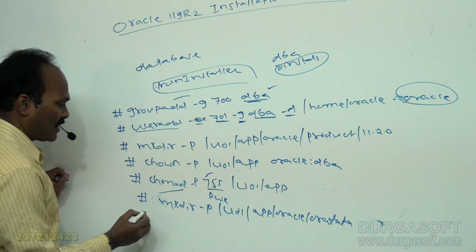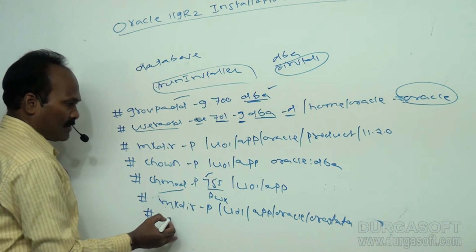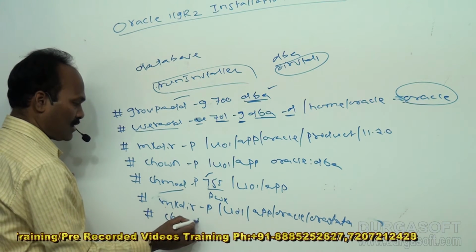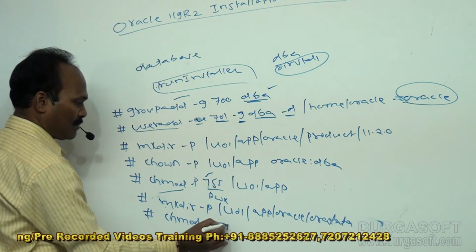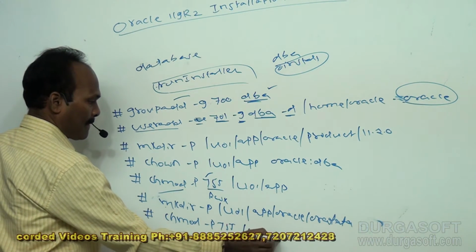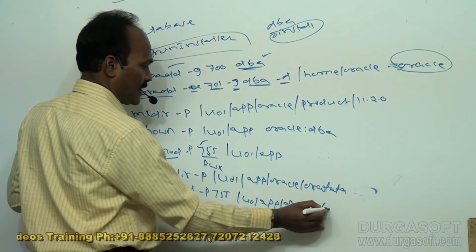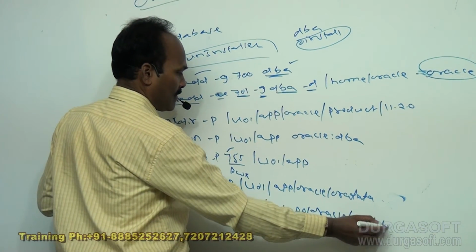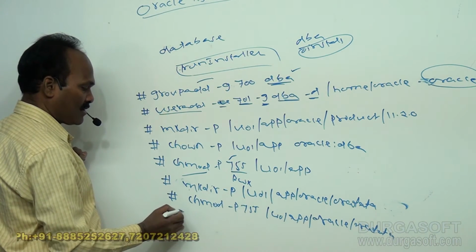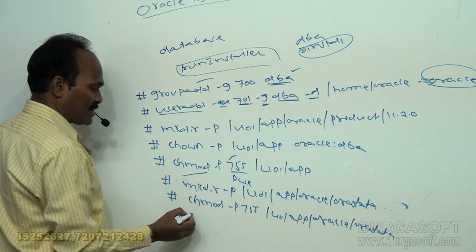And grant ownership, change owner, grant permissions on the data folder. How to grant permissions? chmod -R 755 /u01/app/oracle/data. After this, change the ownership. Initially for data, root becomes the owner because the particular directory was created by the root user. So change the ownership.